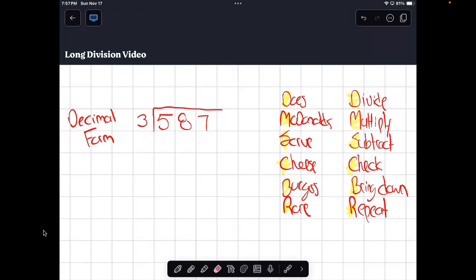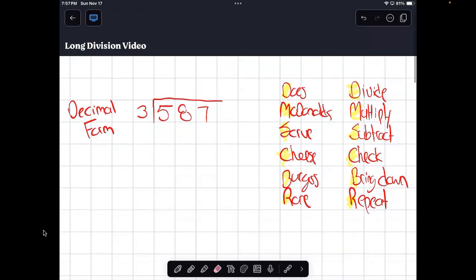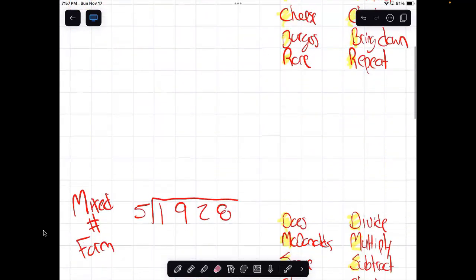This week we're going to focus on long division. We're going to do two problems for you this morning. Decimal form answer, or decimal form quotient, for the first one, and the second one is going to be a mixed number form.